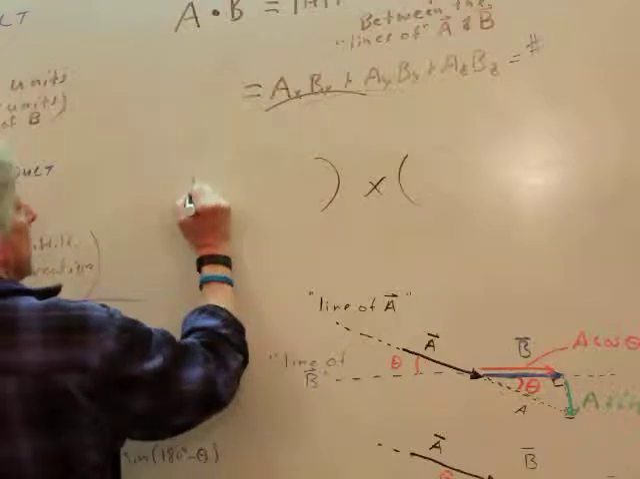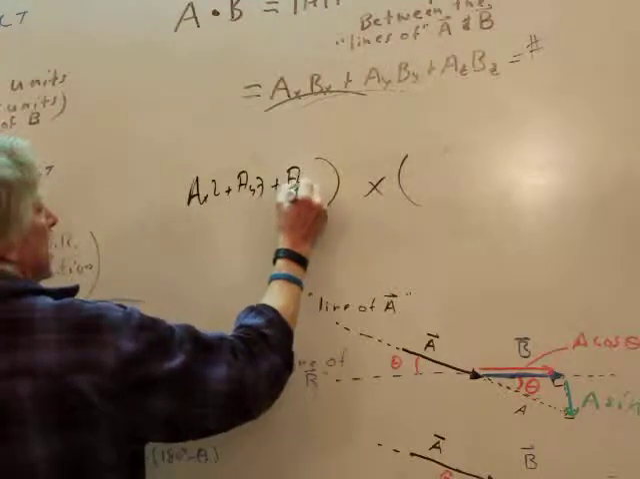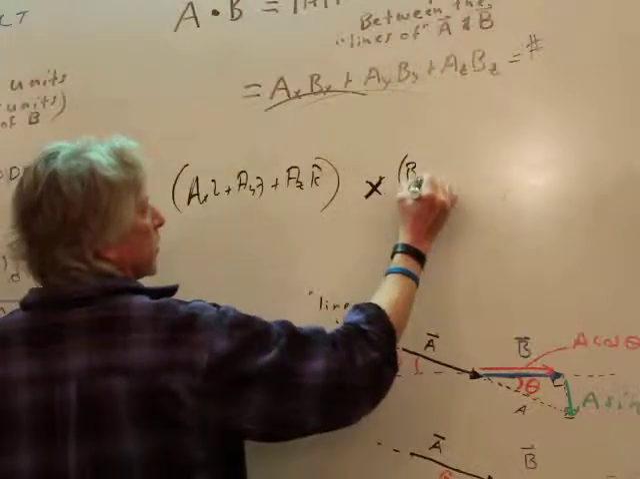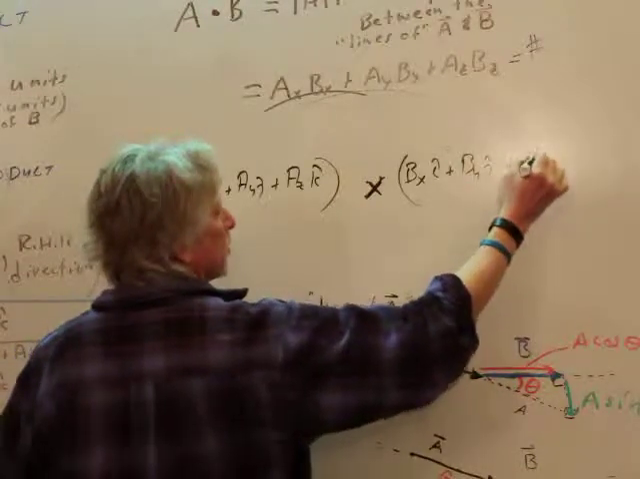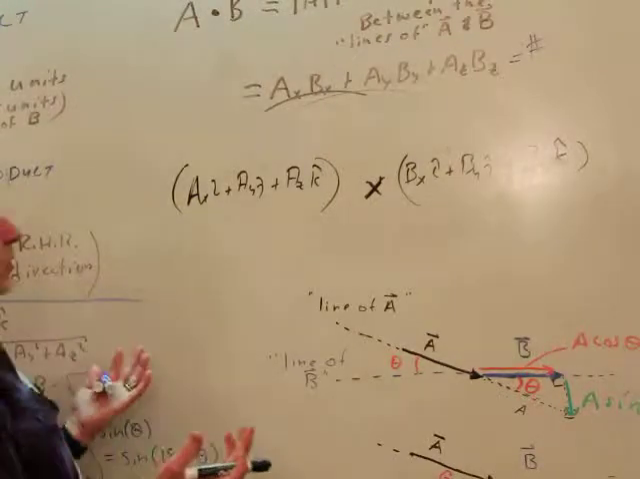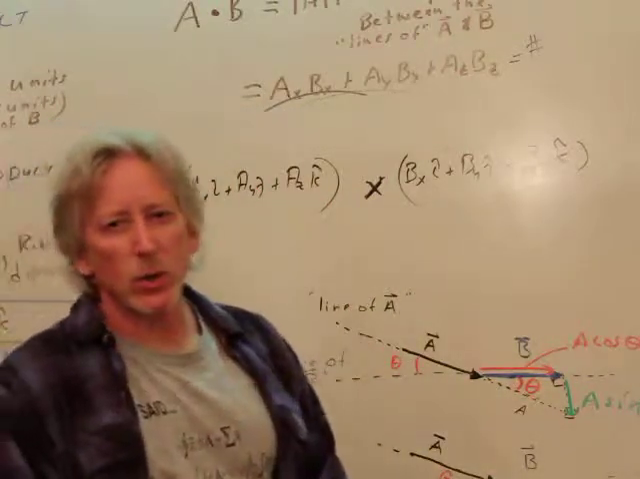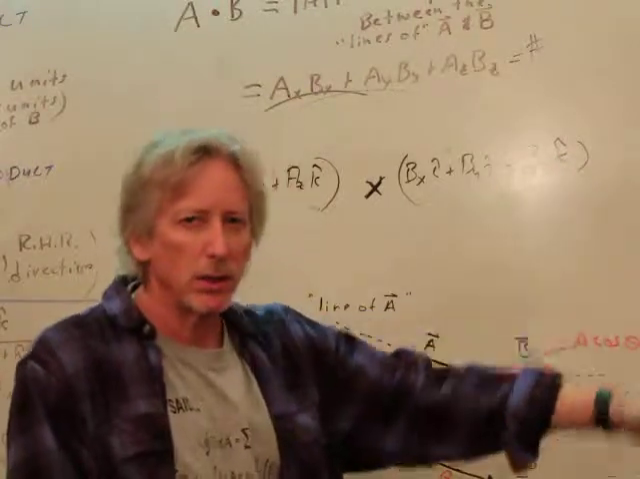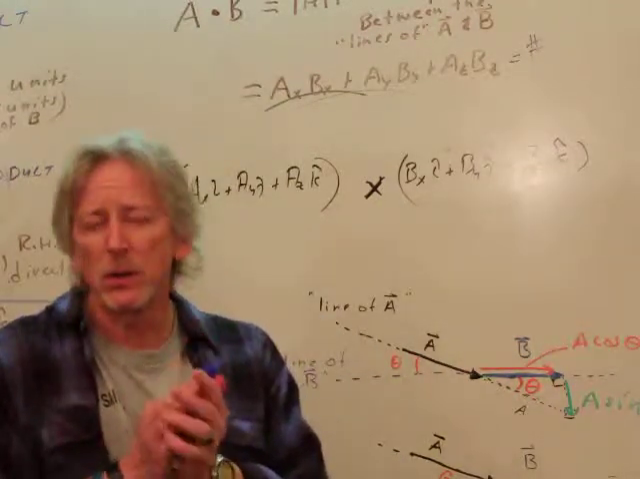those homework problems. AX I hat plus AY J hat plus AZ K hat, using this rule and multiplying vector B, whatever it may be, and now we can see what we get. Now what we're going to get is what I said before. When it's in alphabetic order, X, Y, Z, Y, Z, X, Z, X, Y, then it's positive. If the permutation or the ordering is flipped, it's going to get a negative.